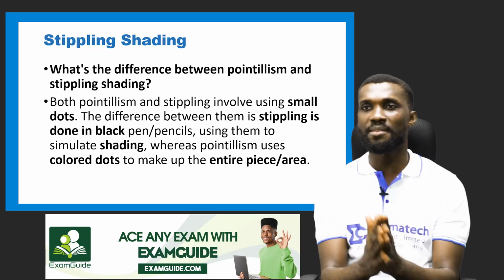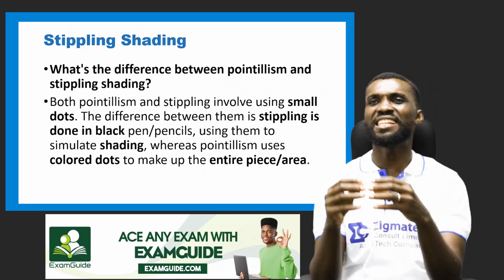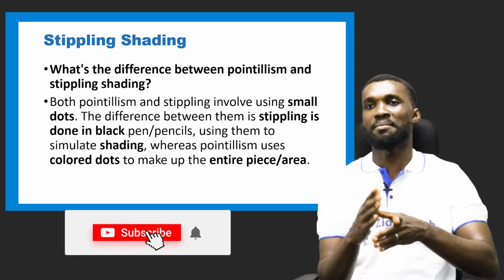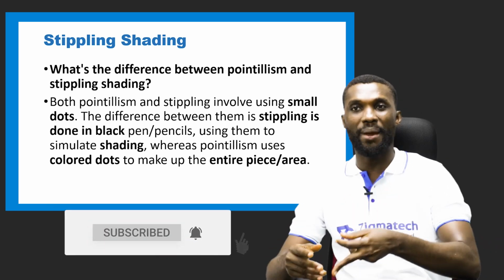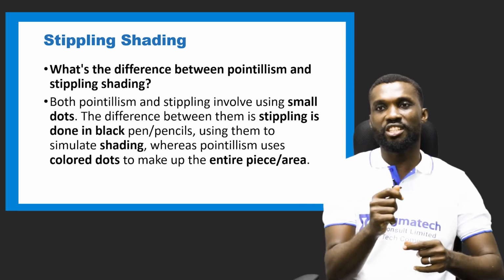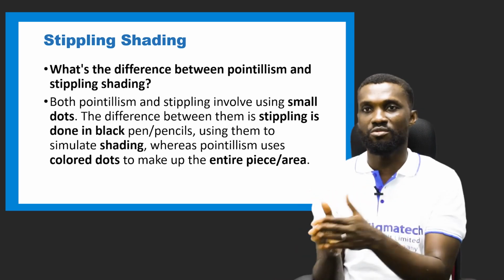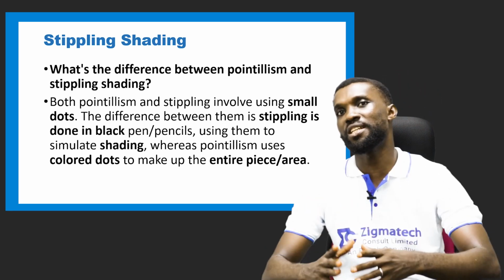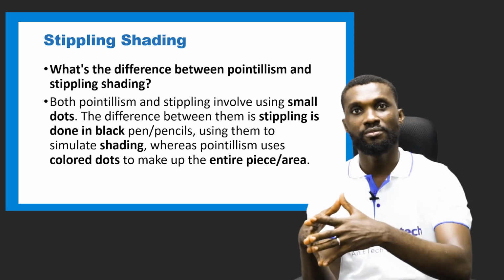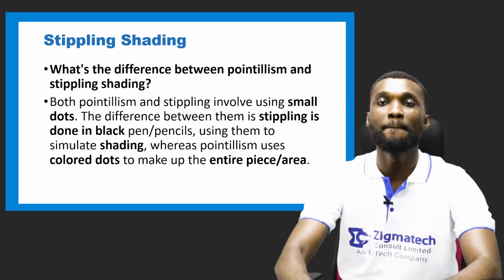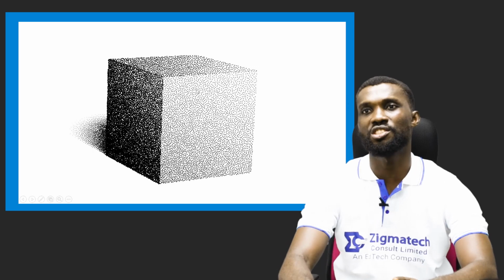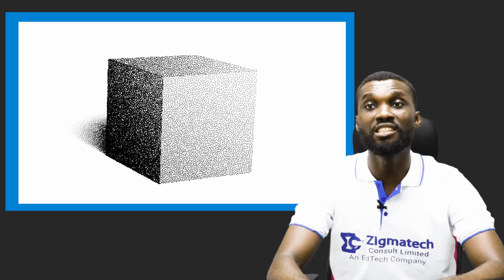Now both pointillism and stippling involve the use of small dots, and the difference between them is that stippling is done in black, using black pencils and pens to simulate shading, while pointillism uses colored dots to make the entire piece of art. So stippling is monochromatic, while pointillism is polychromatic. That's exactly what stippling shading entails. Now this is a perfect example of a stippled work of art done out of dots and different dots.